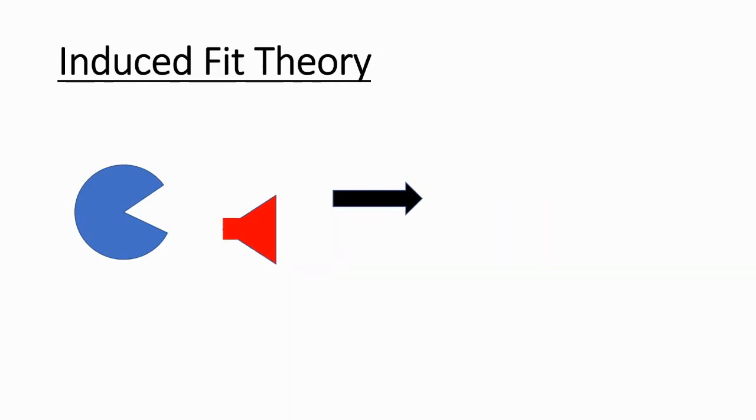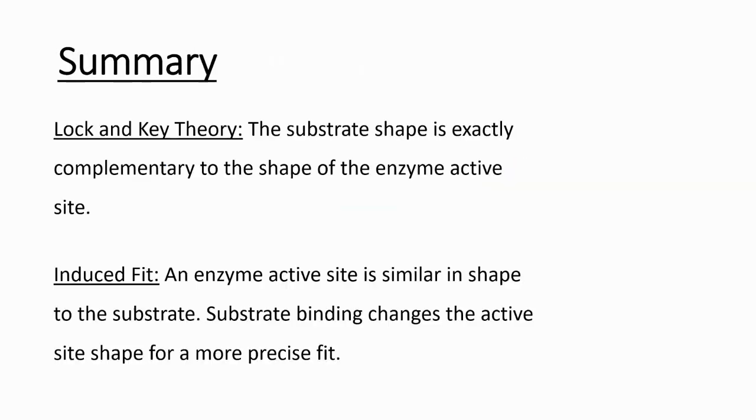Another model, known as induced fit, stipulates that the enzyme here has an active site which is complementary to the substrate, but it's not an exact match. So when the substrate binds to the enzyme, this alters the shape of the active site slightly for a more precise fit, and this is an induced fit. Now, there's evidence for induced fit, including the idea that inhibitor molecules can bind to the active site where the substrate binds, and this observation supports the induced fit theory.